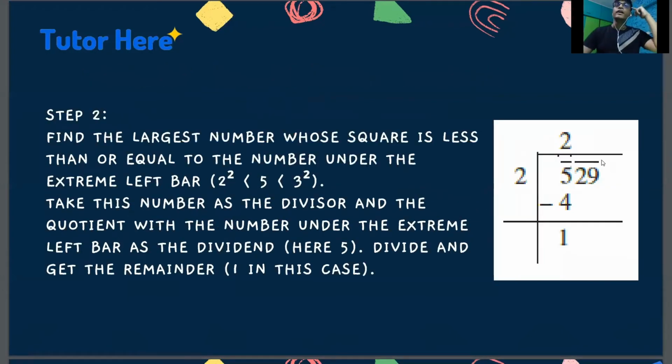Second step, find the largest number whose square is less than or equal to the number under the extreme left bar. For us, that is 5. So 2 squared is less than 5 and 3 squared is greater than 5. Therefore, we take 2. Take this number as a divisor and the quotient, with the number under the extreme left bar as a dividend. Here 5. We perform normal division here and get the remainder, which is 1.